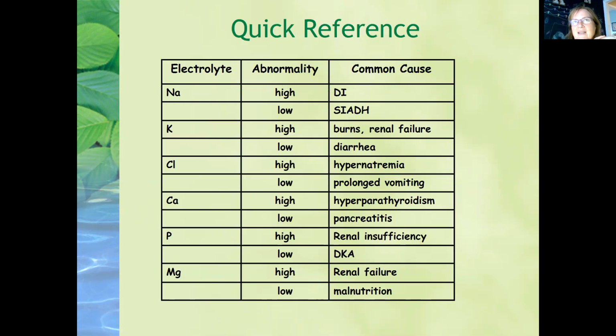Magnesium, again, high in the case of renal failure. So in situations of patients who are in renal failure, they tend to have a high magnesium. And low magnesium most often caused by malnutrition. So we may watch for that in children and also in the elderly. So we keep a close eye on that.